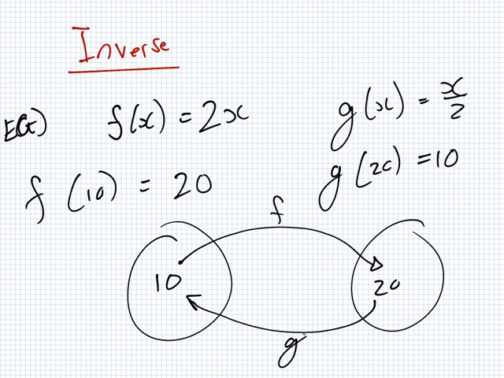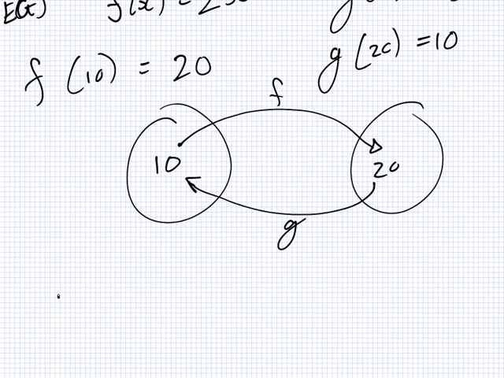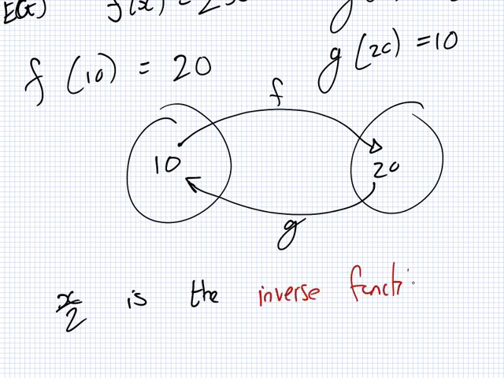In other words, in this example there's a relationship between f and g. g undoes the work that f did. So in some ways, g is a type of opposite to f. In this example, we call x over 2 the inverse function to the function 2x. Does that make sense?